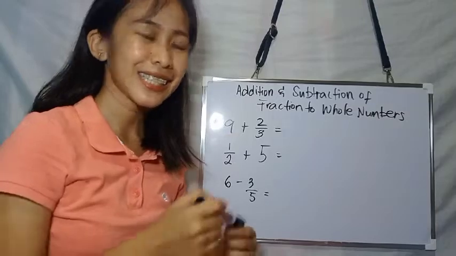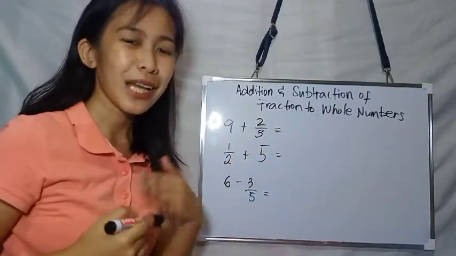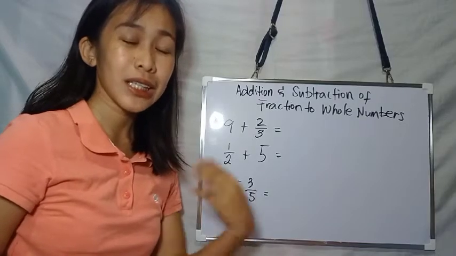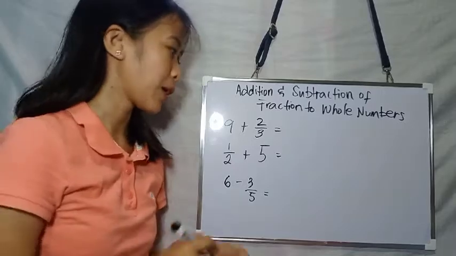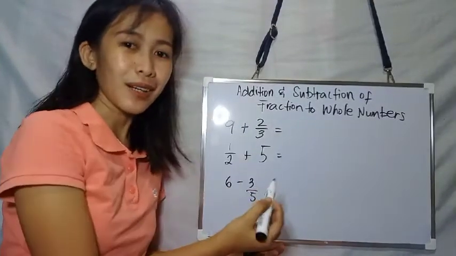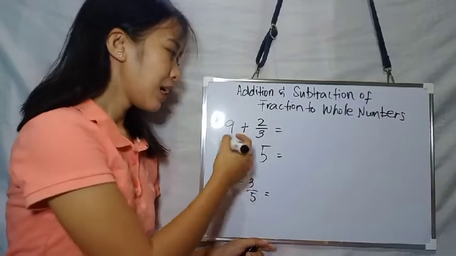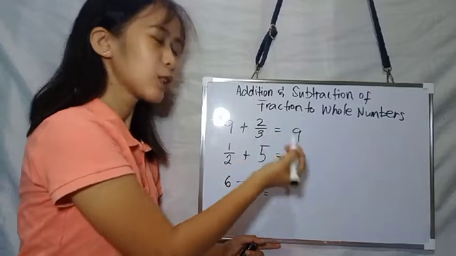Okay, so next is the addition and subtraction of fractions to whole numbers. Okay, so madami din ang medyo nalilito dito, pero madali lang to para sa inyo kapag natutunan nyo na syempre. Okay, so for the first example, we have 9 plus 2/3. So ito ay napakadali lang. Kukunin lang natin si 9 as whole number and plus 2/3.